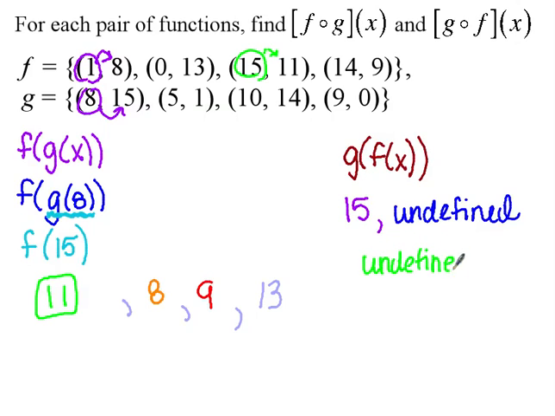What's the last one going to be? 14 goes to 9. 9 goes to 0. So that one will be 0. It's just kind of like a little puzzle. You go from place to place. And that's it.